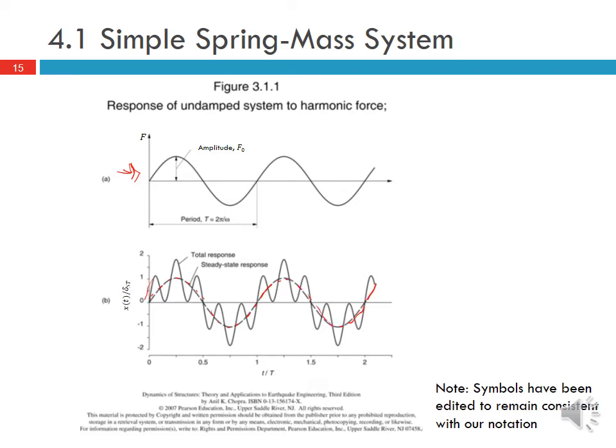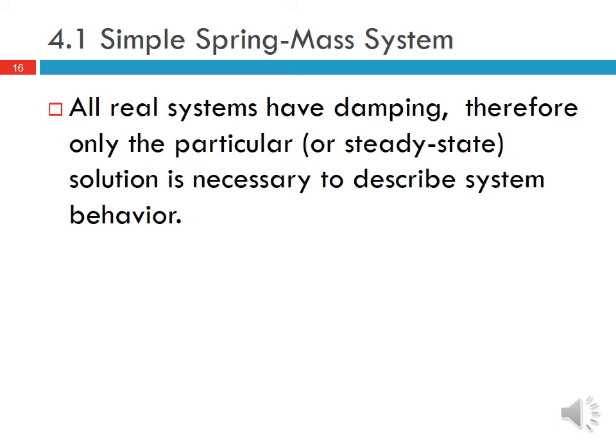And then this is the transient, the total response, which has this transient response at another frequency kind of over top of it. So in a real system, this would damp out over time, and we'd be just left with the steady state response. So we know that all real systems have some damping, therefore only the particular or the steady state solution is necessary to describe the behavior.